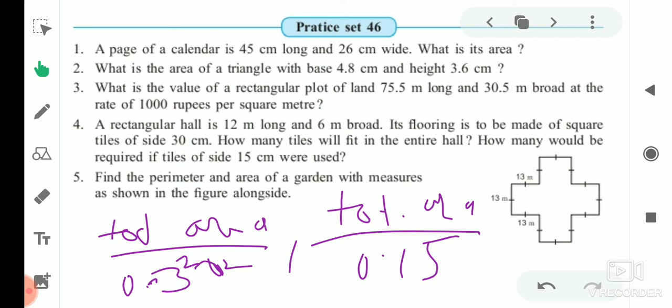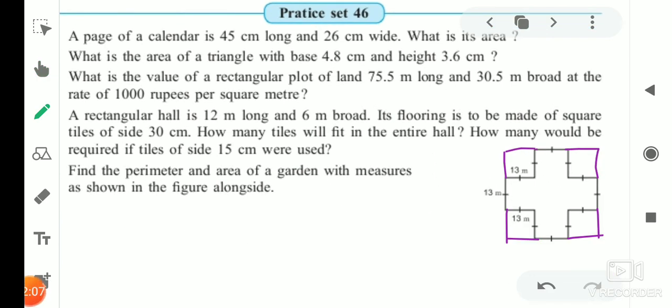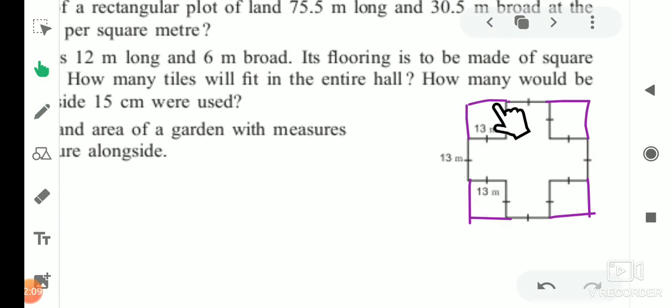Okay, now how we will find out the area. If we join these sides as shown in this figure, then it will transform into a square of side 13 plus 13 plus 13, that is 39 meter. Given figure will transform into, given garden will transform into a square of side 39 meter.